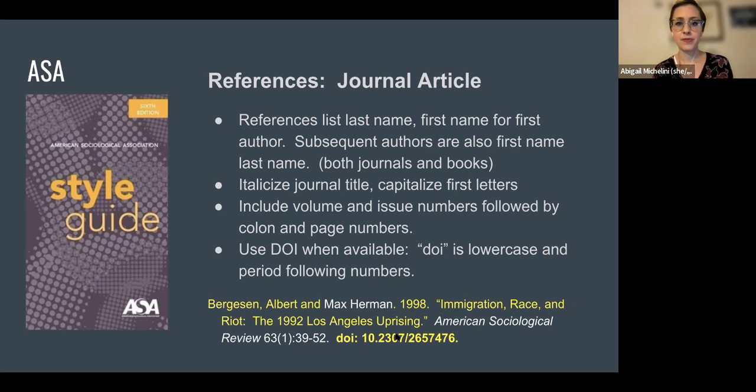Okay. Volume number is also not italicized, and there is no comma there. Like I told you, I always forget in APA.